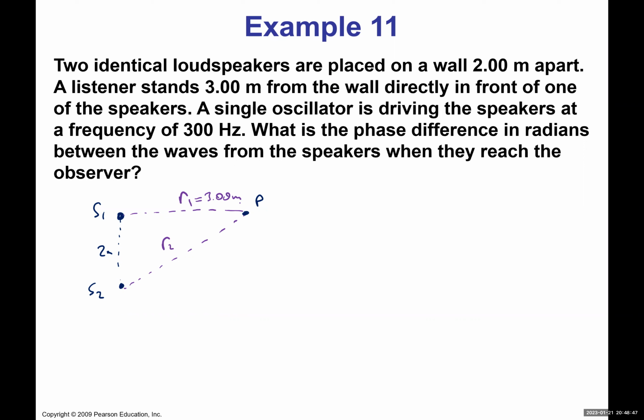All right, one thing we can very easily do here is this calculation. Since we know R1, which is 3 meters, we can just calculate R2. As we can see, this is the distance that is R2. So R2 will be the square root of 3 meters squared plus 2 meters squared.